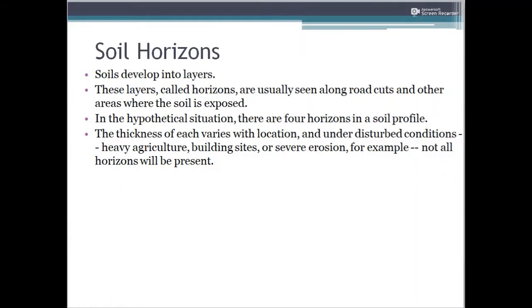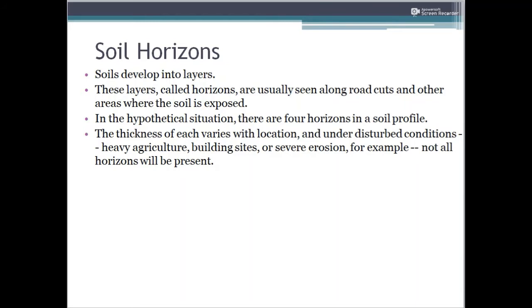So if we look into the soil, we can see that soil mainly consists of different layers, and these layers are referred to as the horizons. And you can see them usually along road cuts and any other areas where the soil is being exposed.